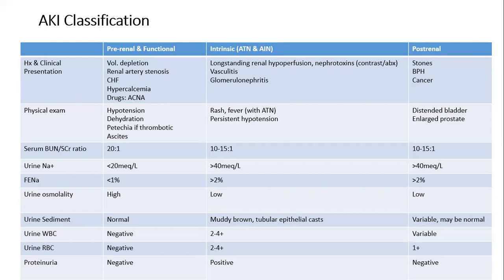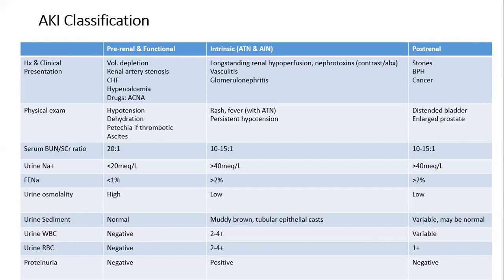This patient does not present with dehydration. He has been provided 3 liters, and currently he's not hypotensive at all, right? Intrinsic causes may present with persistent hypotension, with rash and fever. And the post-renal causes can be a distended bladder, enlarged prostate because of the stones, because of hyperplasia, right?